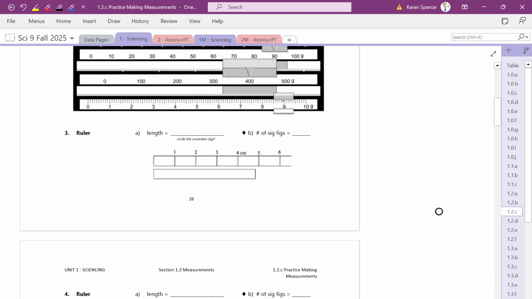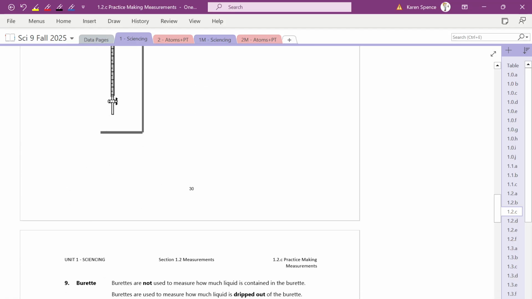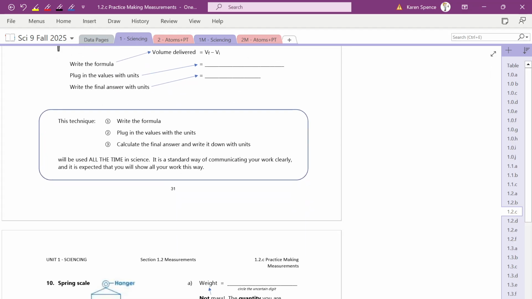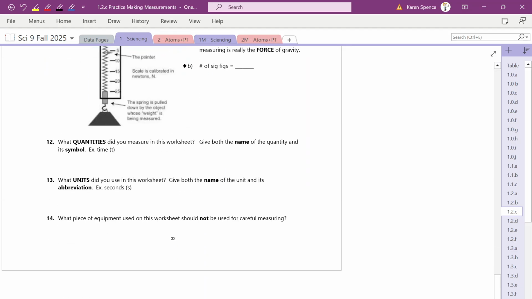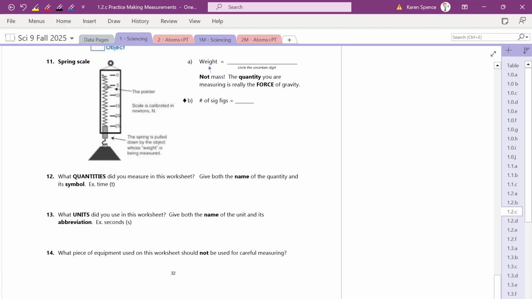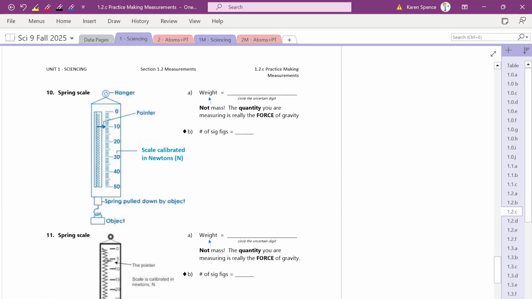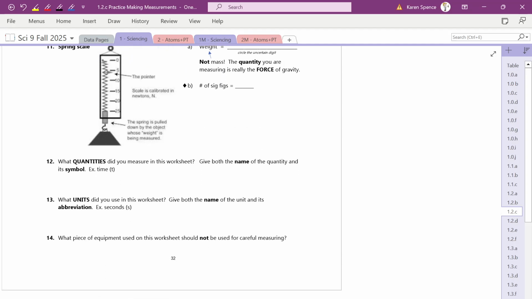Up to... let's skip that one. Up to 32. But we're not going to do number 1 and 2. We're going to do 3 to 8. And we're going to do 10 to 14. No, 10 to 13. There we go.